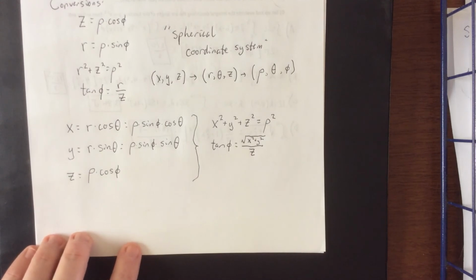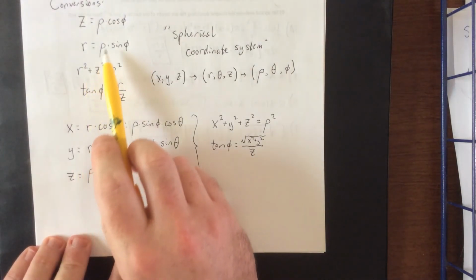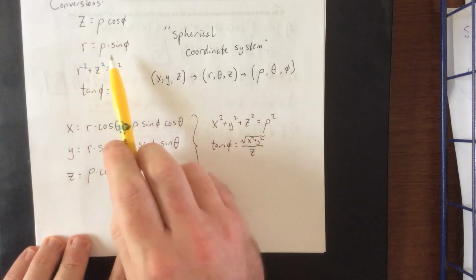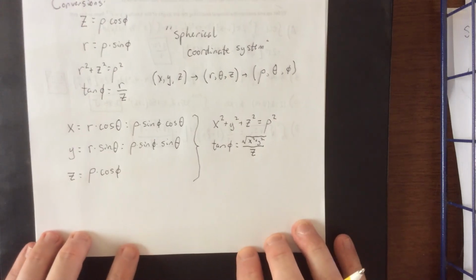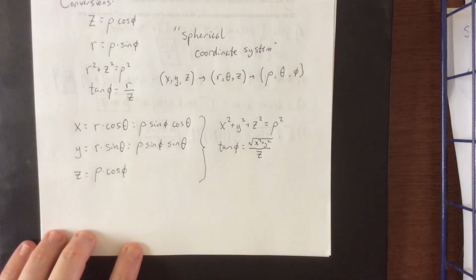Typically what I would encourage you to do is use the definitions of z and r and rho to figure out what the sine and cosine of phi would be, and then simply figure out phi from that. In our next video, we'll actually start talking about some surfaces within the spherical coordinate system, but spoiler alert, they're mostly going to be spheres.